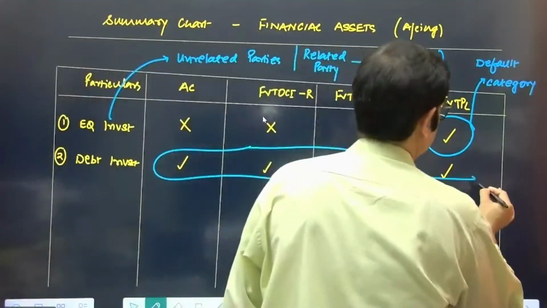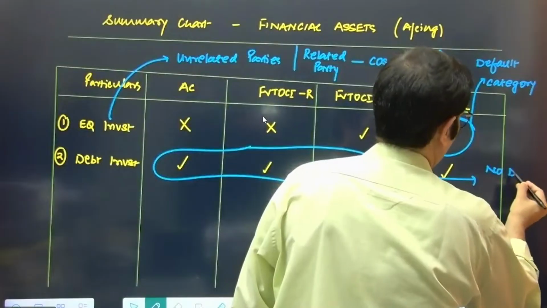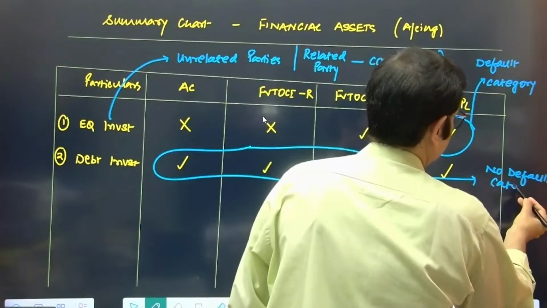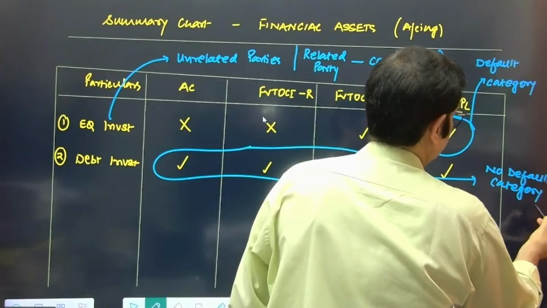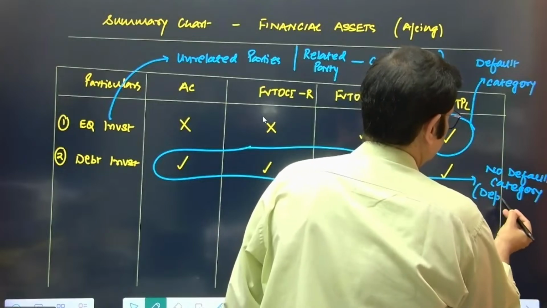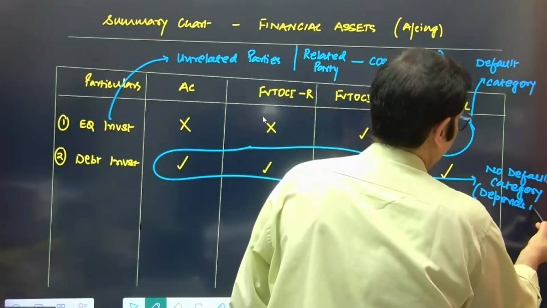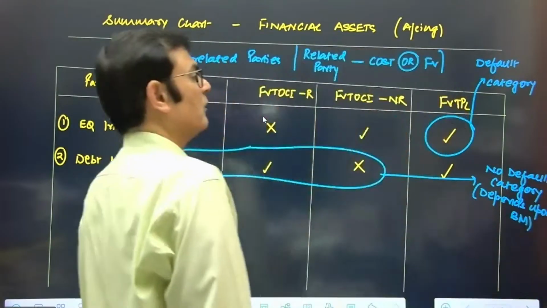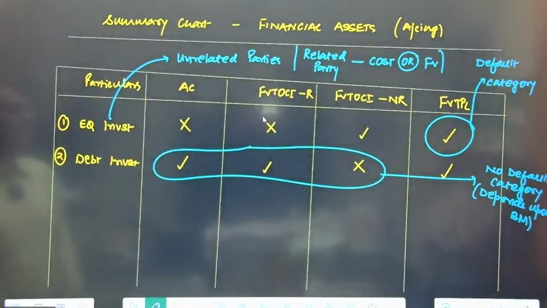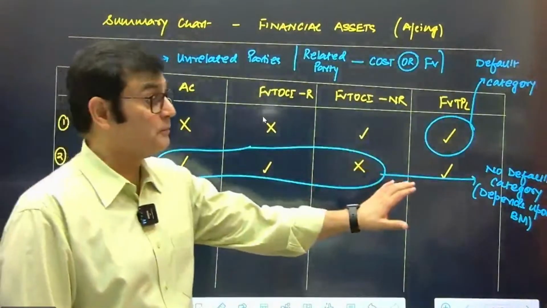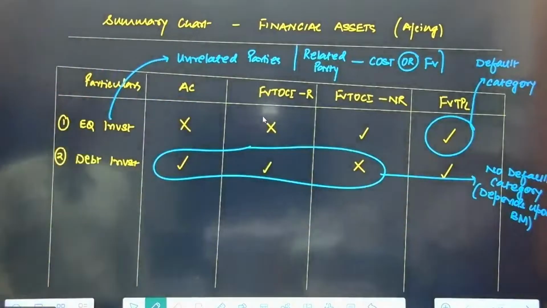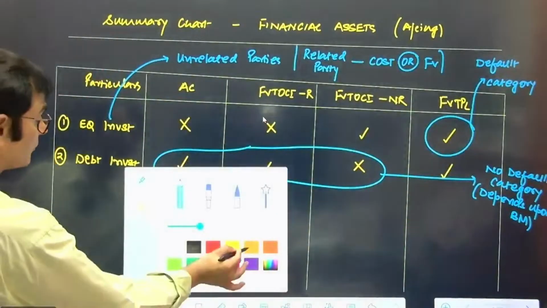So I'll put it across that there is no default category for debt investments. It all depends upon business model. I'm putting it as BM, that is business model. So equity, there is a default category, but debt, there is no default category. Completely depends upon the business model, maturity, sale, or a blended model, whatever. Great. Let's go to the next one.